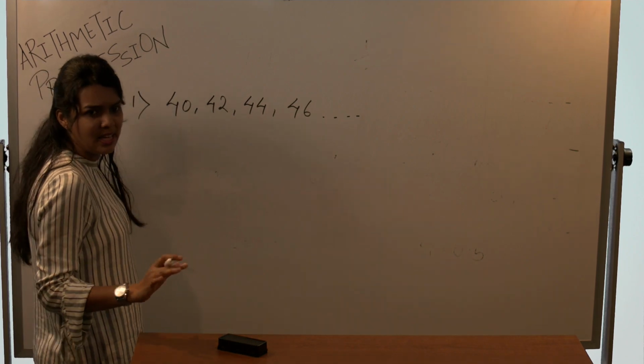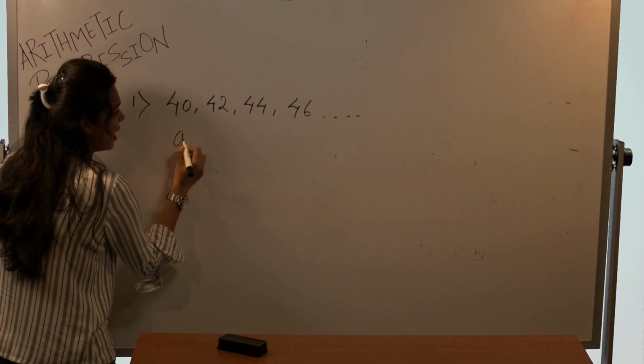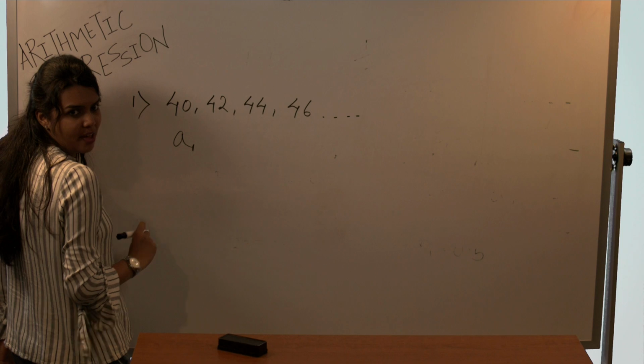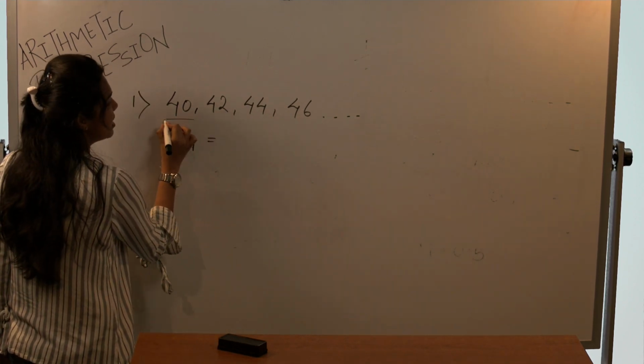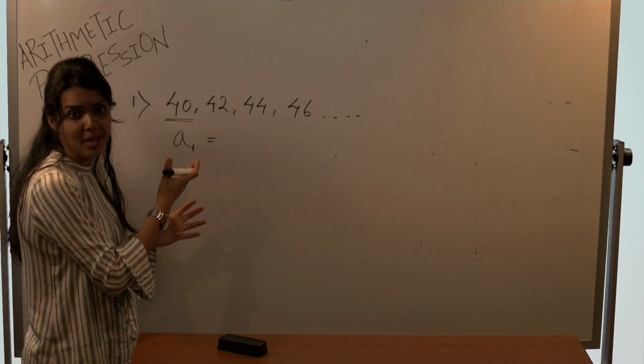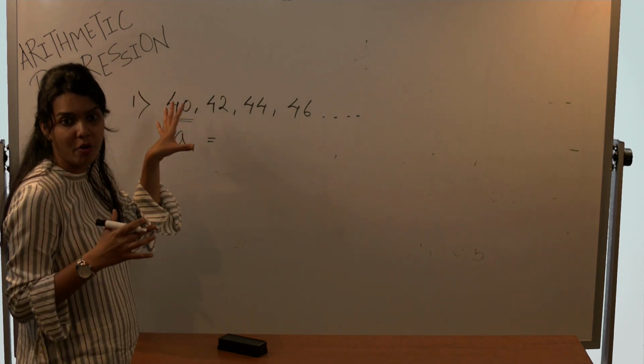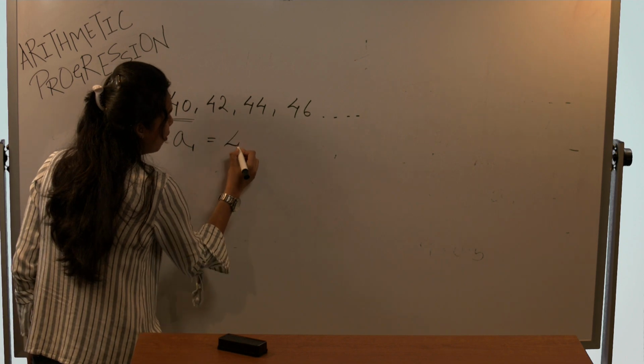The first term is very easy. The first term is the first term. So can I write A or A1? A1 is for your convenience; only A is also okay. So the first term of the series, you can see it. You don't need to use your brain to find the first term. So the first term is 40.